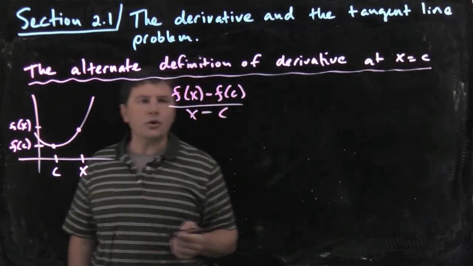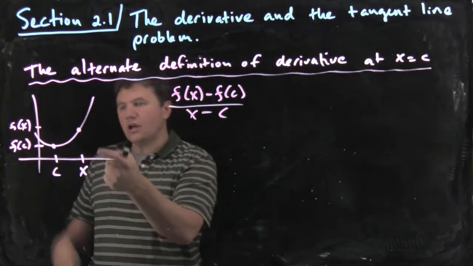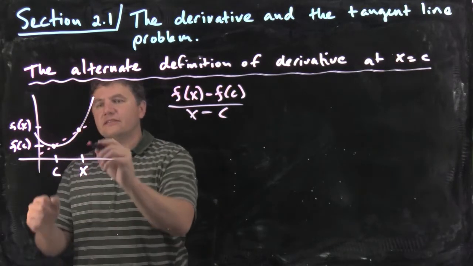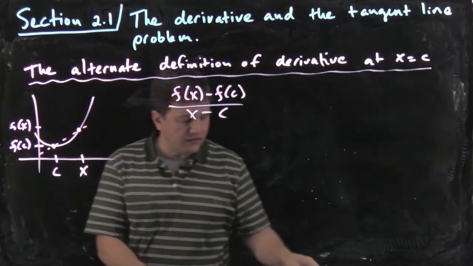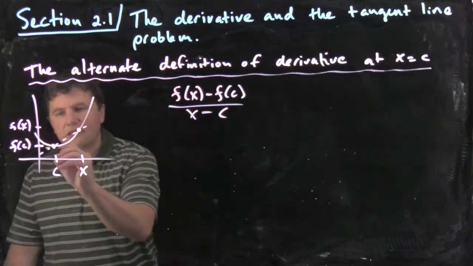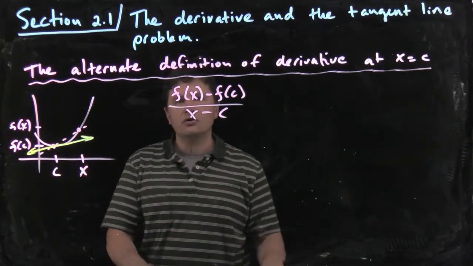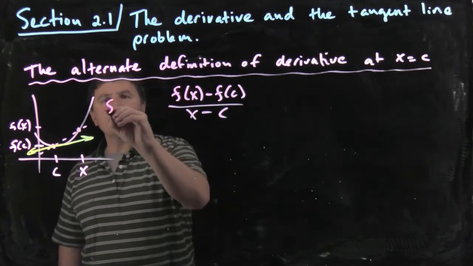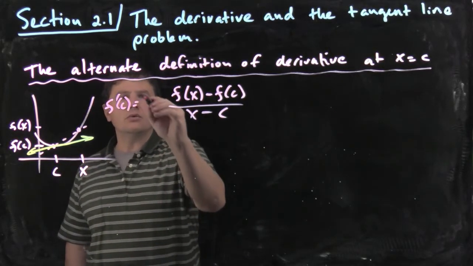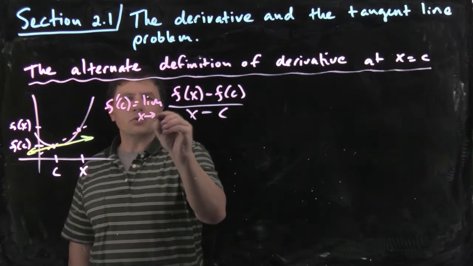And instead of doing the delta x way, we're just going to limit x to c. So that's going to end up giving us the same sort of mechanism. It's exactly the same mechanism. It's just a little bit easier notation. So f prime of c is equal to the limit as x approaches c.